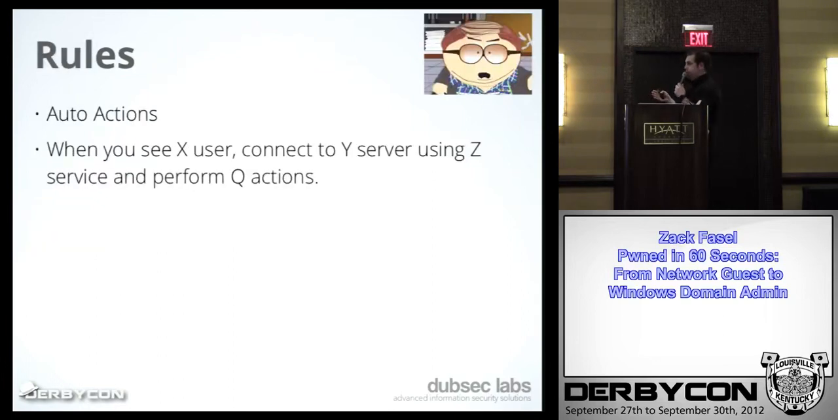And then also the rules. What's different about this tool is that there's a rule set we can write for it. With the rule set, we can basically say, when you see X user, because we now know who all the users are, connect them to Y server using this service and perform these actions. So we can pre-populate these rules. As soon as we see a user authenticate to us once, we don't have to send them to one source. We can set rules as to where to relay them.